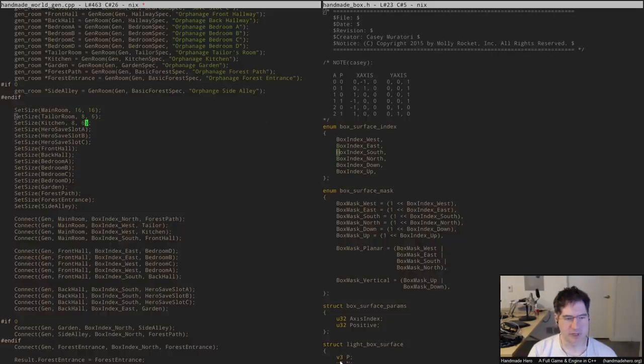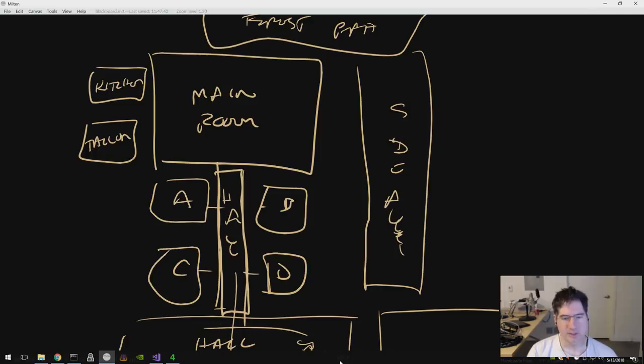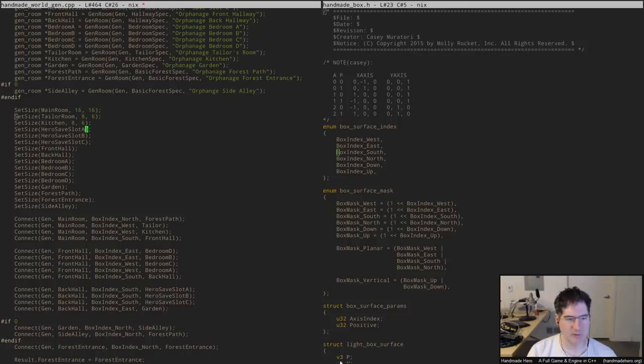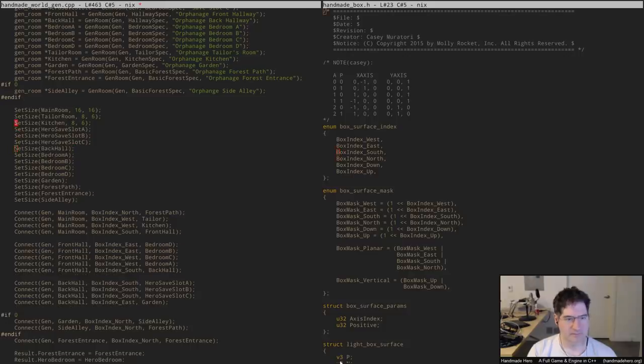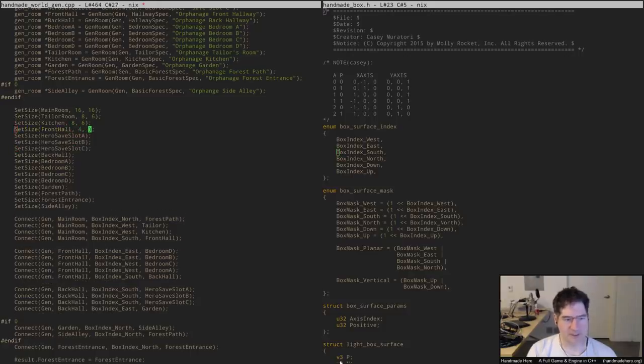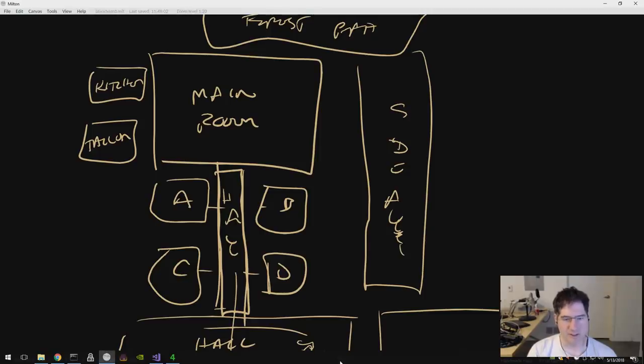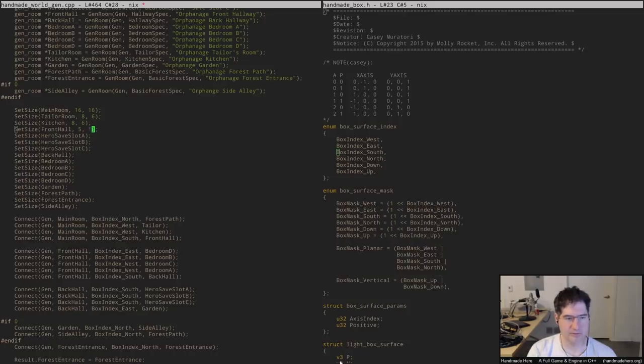I don't know if 6 wide is quite long enough for a kitchen and a tailor room, but let's say that it is for now. Then we've got the hallway. That's just going to be like a narrow room, maybe 5 wide, let's say, and it will be fairly long, though. Then we've got the bedrooms. Those bedrooms should be pretty small. I guess we'll just make 8 by 6 our standard size for now.